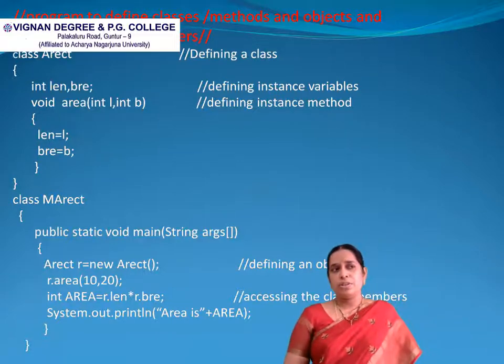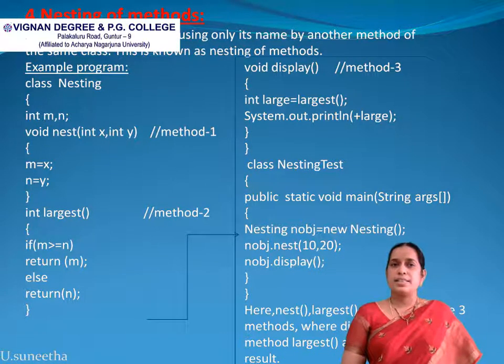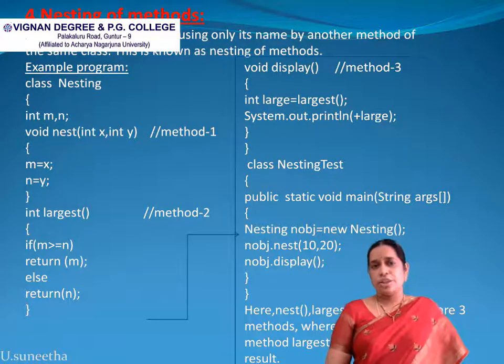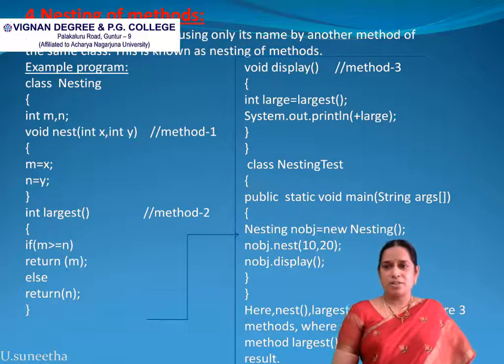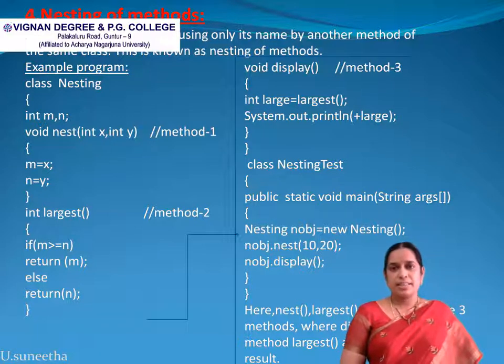Now, moving on to nesting of methods. First of all, what is nesting of methods? What is the definition for nesting of methods? Nesting of methods means if a method is called from the body of another method within the same class, then it is referred to as nesting of methods.